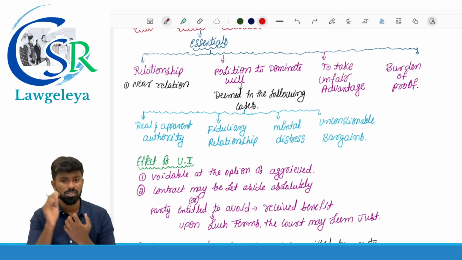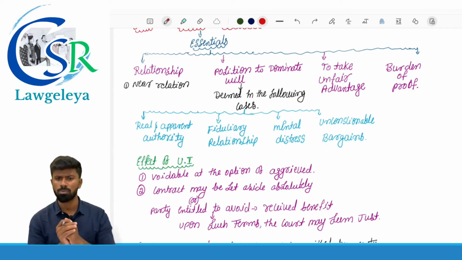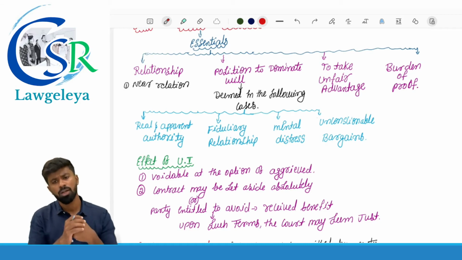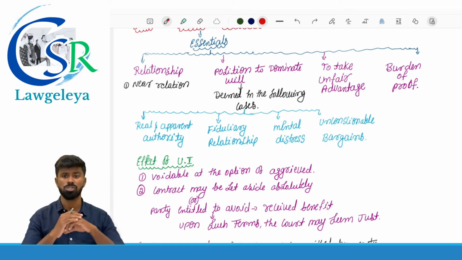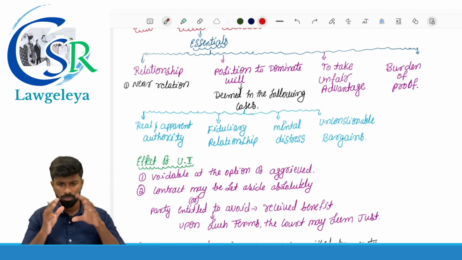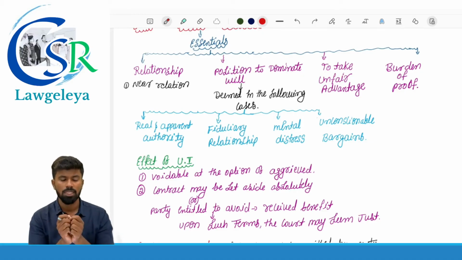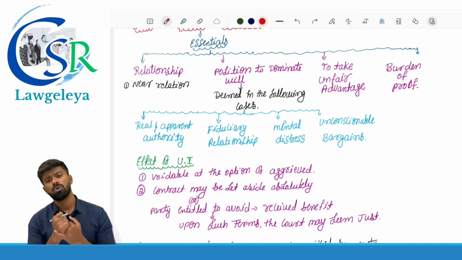If one person is mentally distressed, other person is normal, then the person who is in normal capacity is presumed to be having what? Dominance. Next one, unconscionable transactions, where the interest charged is unreasonable, beyond the reasonability. Then also we can presume the dominance of will. Okay? So is that clear?